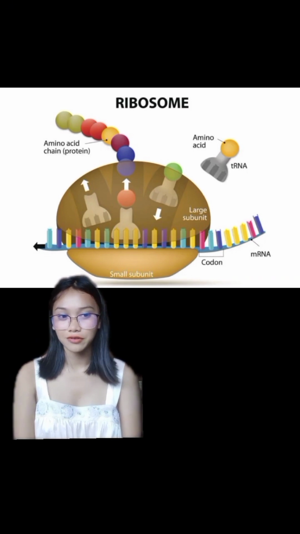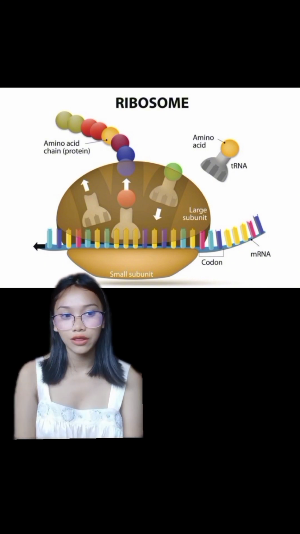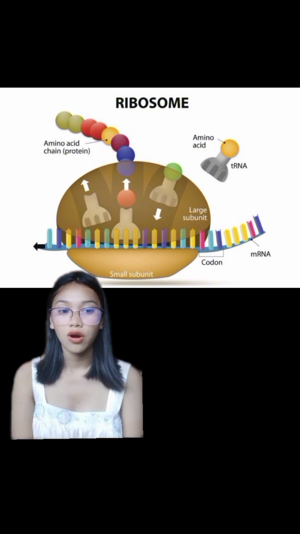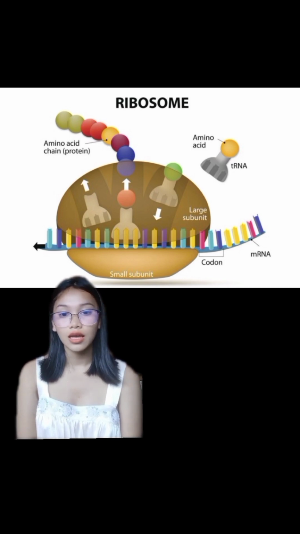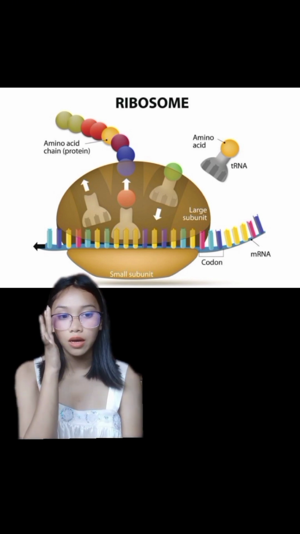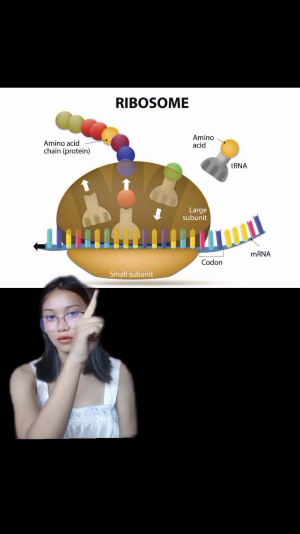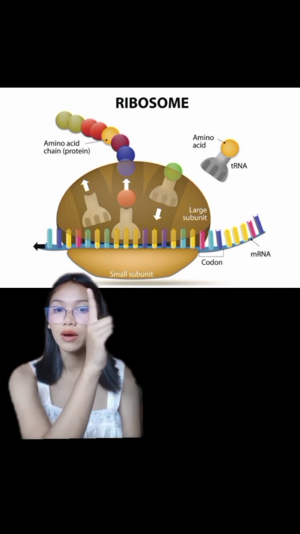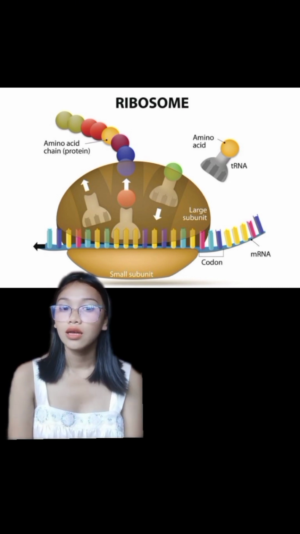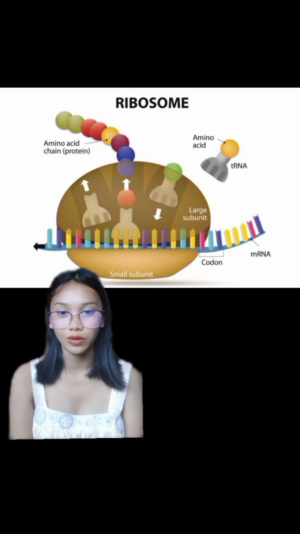So some of the structural characteristics of ribosomes are: first, it is small granules that are either scattered in the cytoplasm or attached to the outside of the endoplasmic reticulum. So it is also single-walled dense but spherical bodies that is composed mainly of RNA. So this is what it looks like of ribosome. So it contains amino acid chain, the amino acid tRNA, the mRNA, the codon, and it also has a large subunit and small subunit.